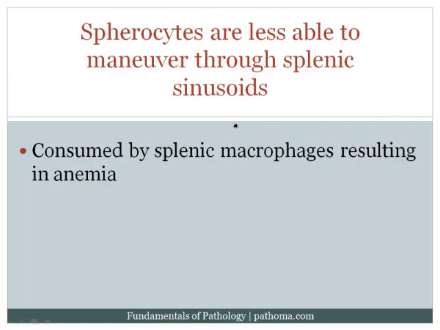In the end, once you get spherocytes that are very small, they'll be less able to maneuver through the spleen. And when they're less able to maneuver through the spleen, they'll be consumed by the spleen, which will then cause the anemia. Otherwise stated, there really is no problem with having spherocytes. The real problem is the fact that eventually the spherocytes will become less able to maneuver through the spleen. And again, the spleen will consume them.